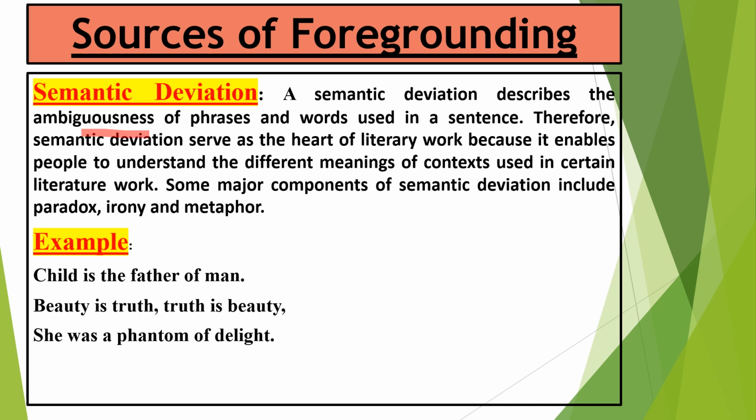When our phrases or sentences are ambiguous, then we have semantic deviation. It is used in order to convey different meanings, or to catch the attention of the reader, and the meanings can vary from context to context. Some major components of semantic deviation include paradox, irony, and metaphor.